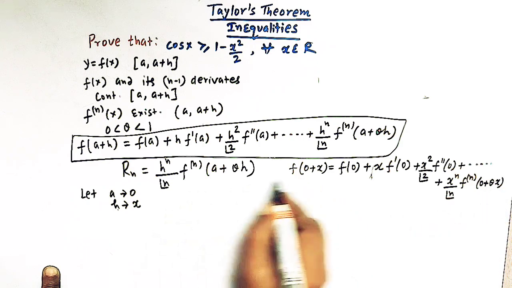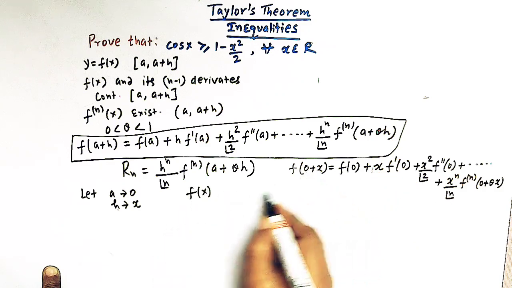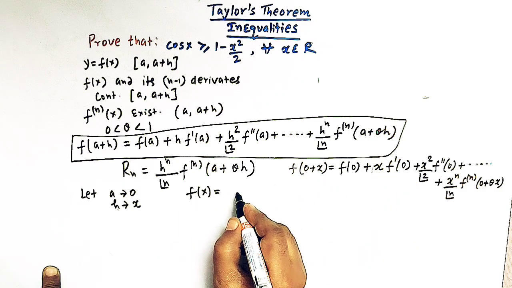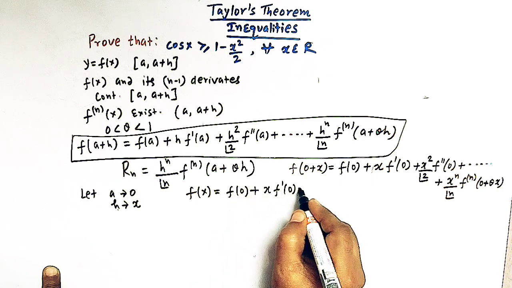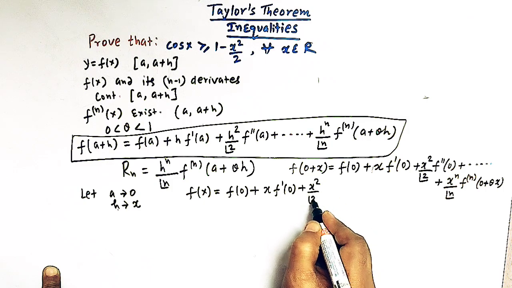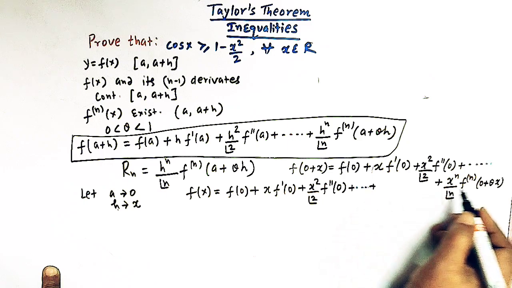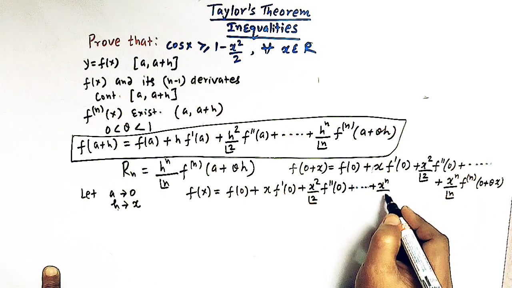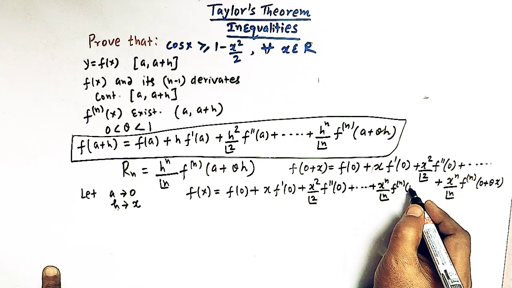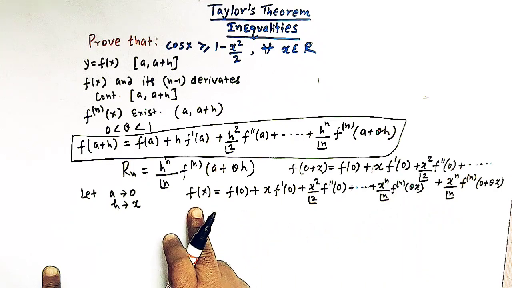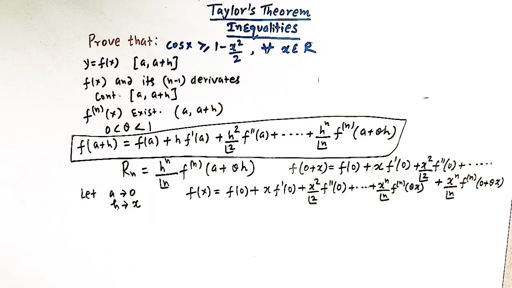So let us write this statement as f of x, since 0 plus x is x, f of x is equal to f of 0 plus x times f prime of 0. Then we have x square over factorial 2 f double prime of 0, up to x raised to n over factorial n f^(n) of theta x. So now we'll apply this result to prove this inequality.